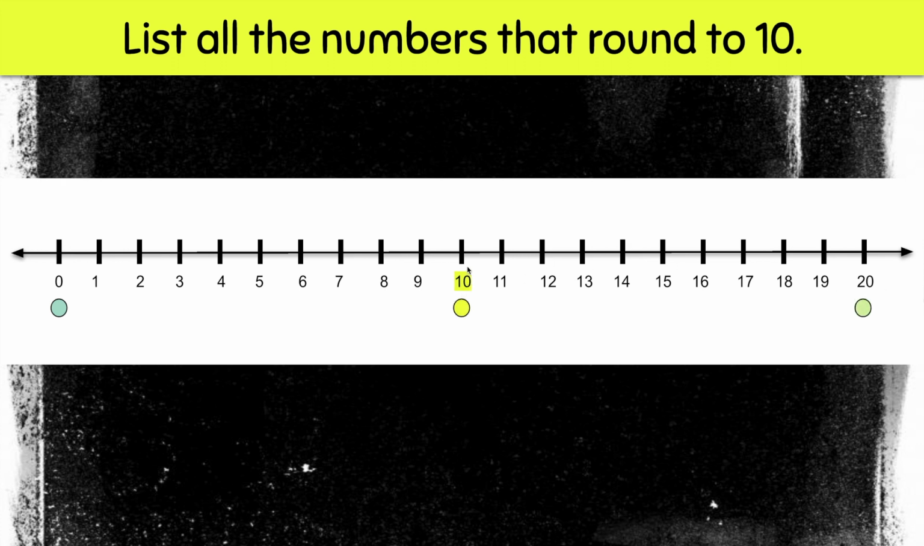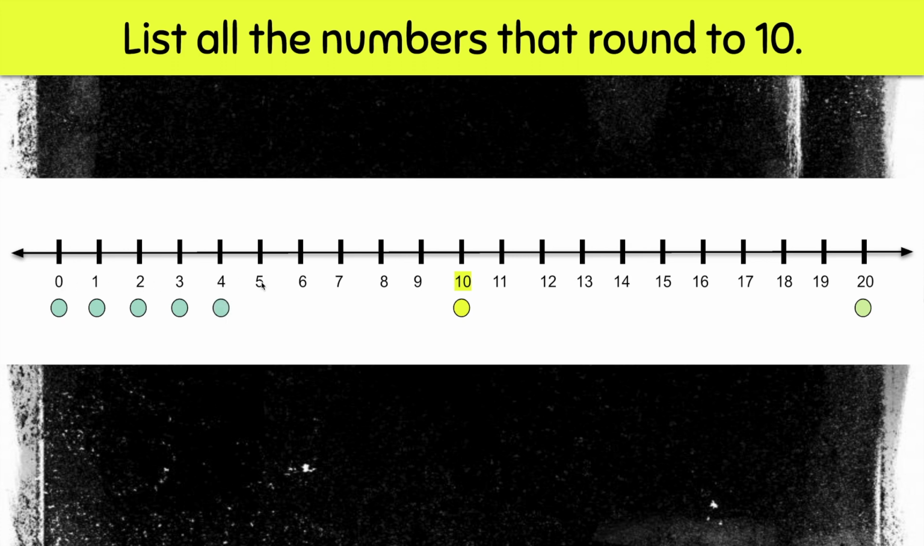Let's go ahead and think. Halfway between 0 and 10 is 5. So we know that anything 5 and greater will have to round up to 10, and anything below that will go back down to 0 tens. We know that 1 is closer to 0 tens than it is to 10, so 1 rounds to 0 tens. 2 also rounds to 0 tens. It's farther away from having a 10. 3 is closer to 0 tens, and 4 is closer to 0 tens.